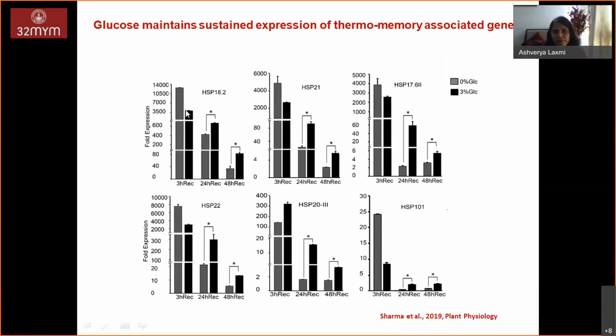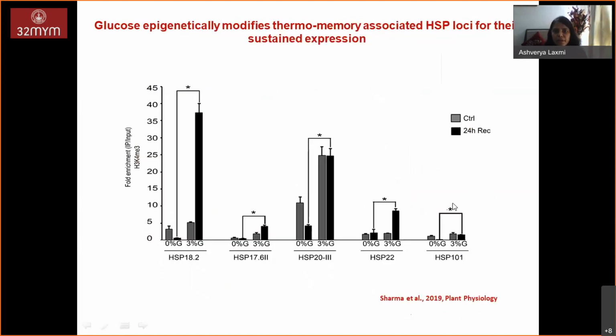And what we found is that these genes show a sustained expression even after withdrawal of heat shock. This sustained expression probably gives the plant an ability to survive the further incremental heat stress later on. And talking about the molecular mechanism, glucose causes the sustained expression of these genes by epigenetically modifying the promoter of these genes, which are involved in providing thermomemory.